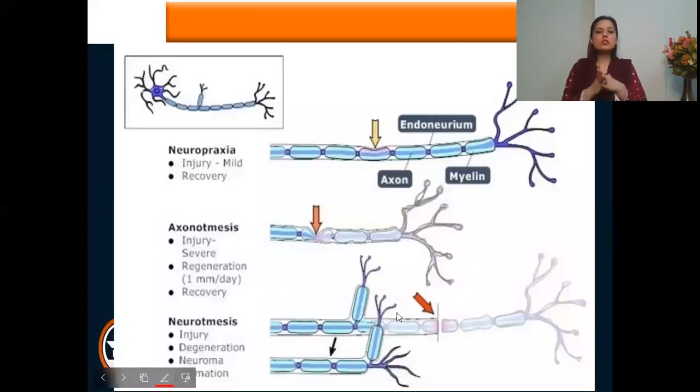This is a picture to show you the three degrees of nerve injury. The first one is going to tell you about neuropraxia. The second one is going to tell you about axonotmesis, and the third one is going to tell you about neurotmesis.